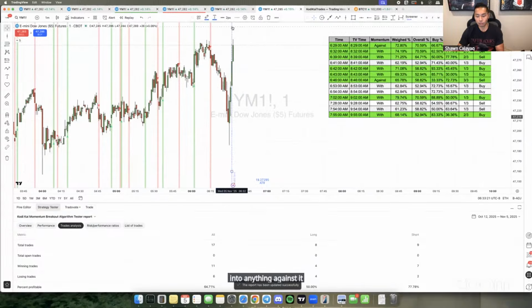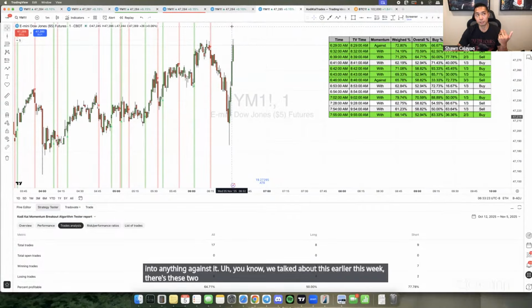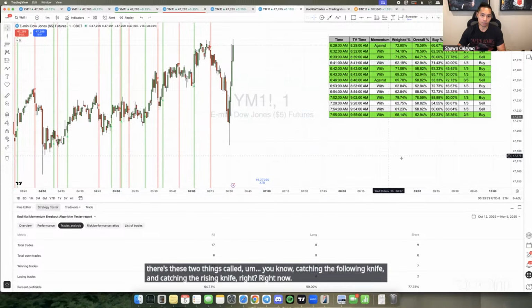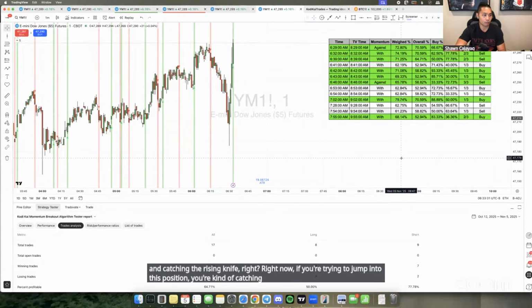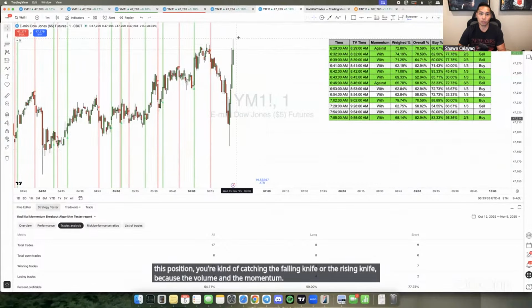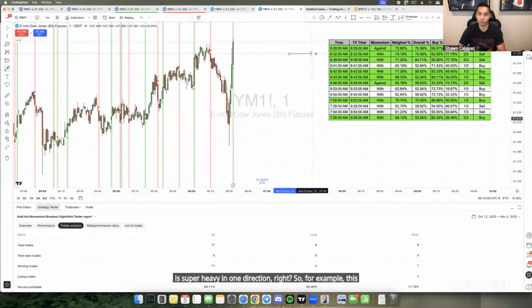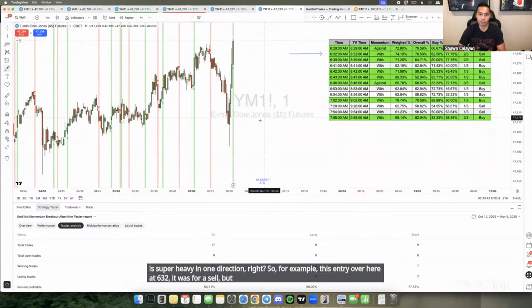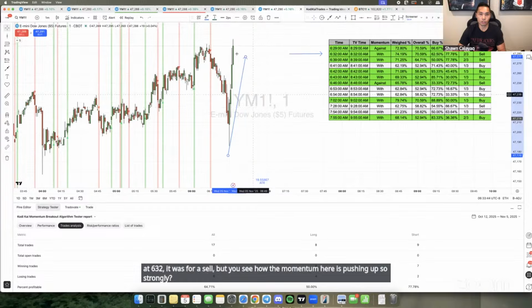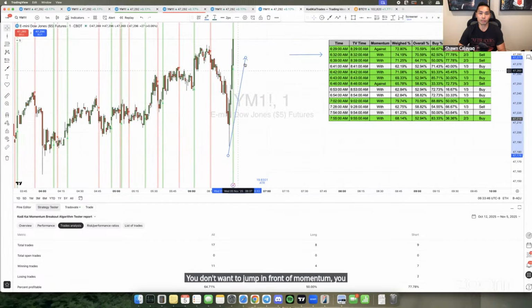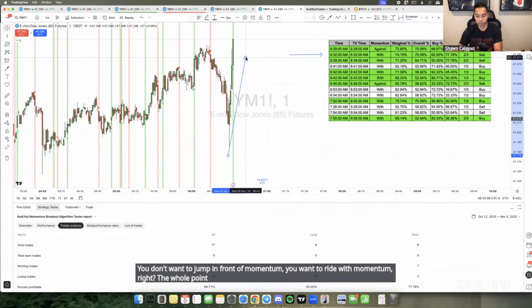We talked about this earlier this week. There's these two things called catching the falling knife and catching the rising knife, right? Right now, if you're trying to jump into this position, you're kind of catching the falling knife or the rising knife because the volume and the momentum is super heavy in one direction, right? So for example, this entry over here at 632, it was for a sell, but you see how the momentum here is pushing up so strongly? You don't want to jump in front of momentum. You want to ride with momentum, right? The whole point of the strategy is momentum based.